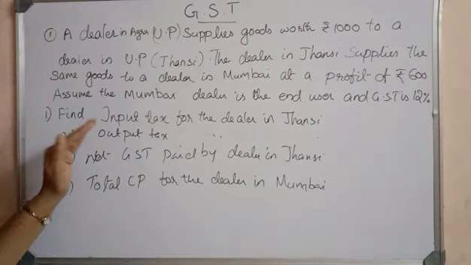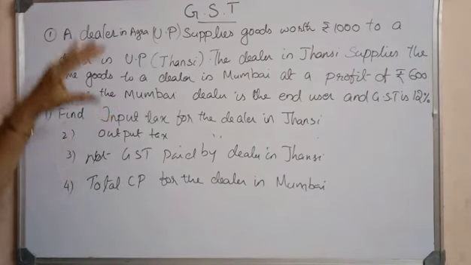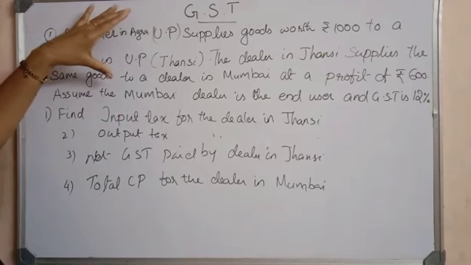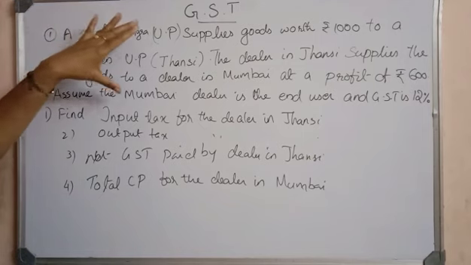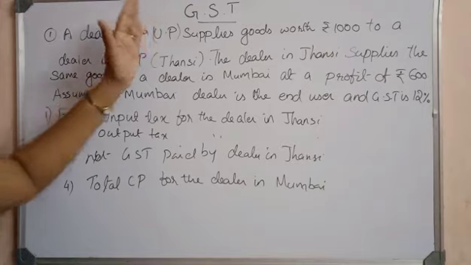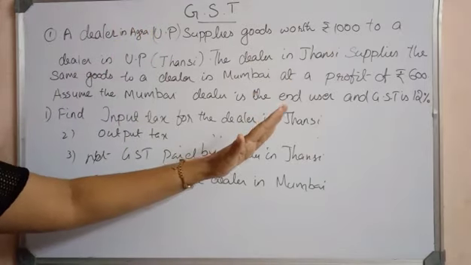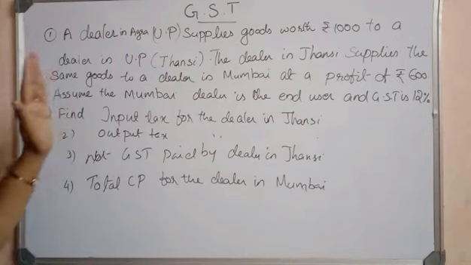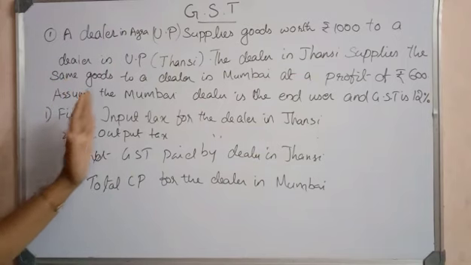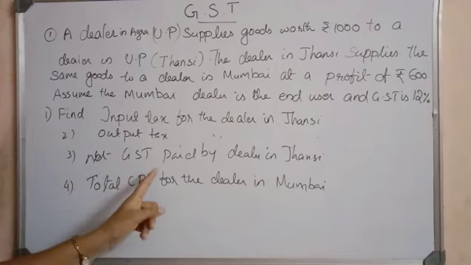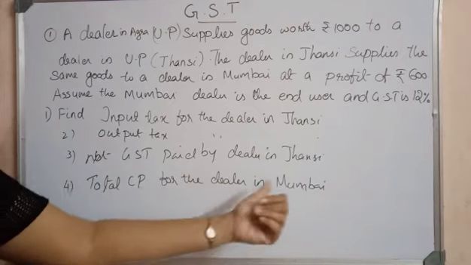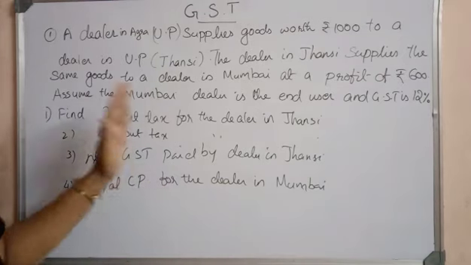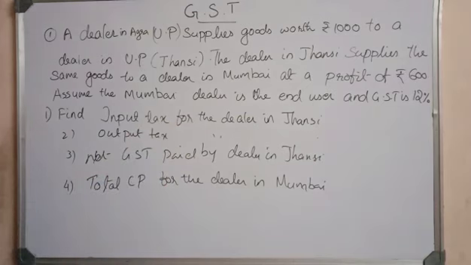This is the question. Here we have to understand so many points. The first one, what were the transactions happening in Jhansi and in Agra, that is in the same state, and how we can calculate the tax. Then from Jhansi to Mumbai, when the transaction was happening, what were the changes? Based on that, you need to calculate the input tax and output tax at Jhansi, the net GST paid by the dealer in Jhansi, and the final cost price for the dealer in Mumbai. Let's write all the data first and then solve the sub questions one by one.